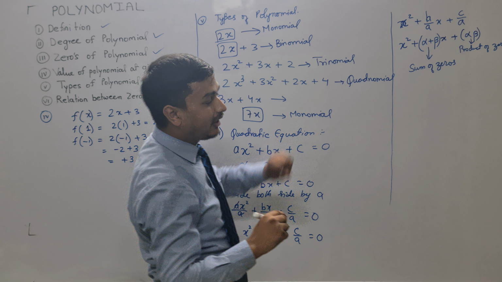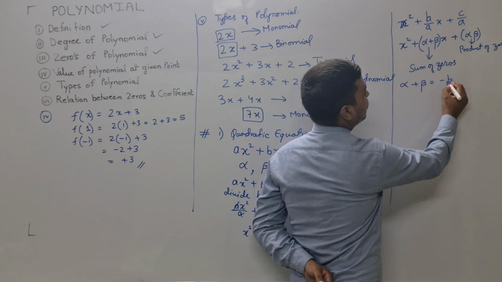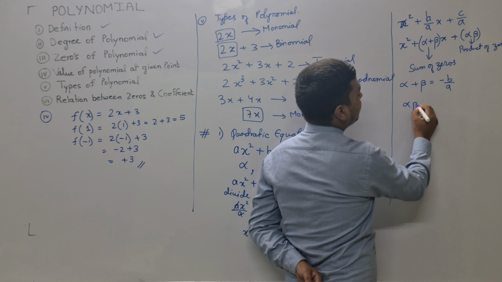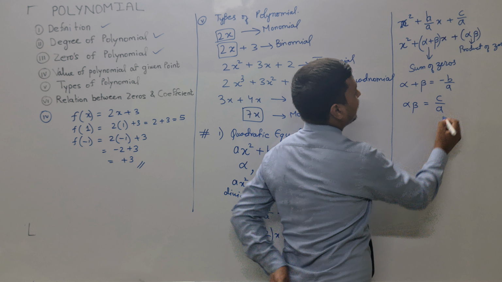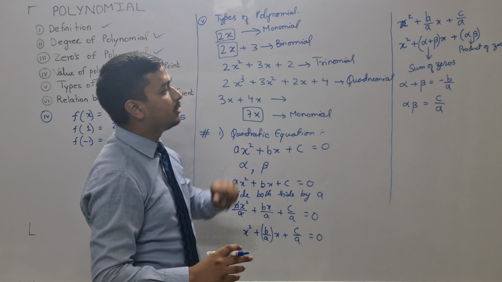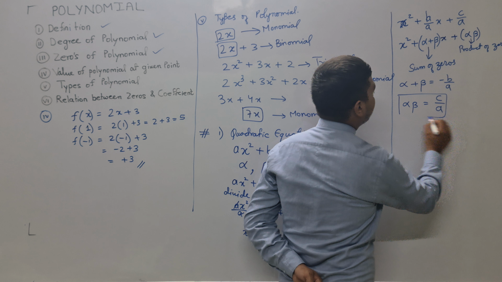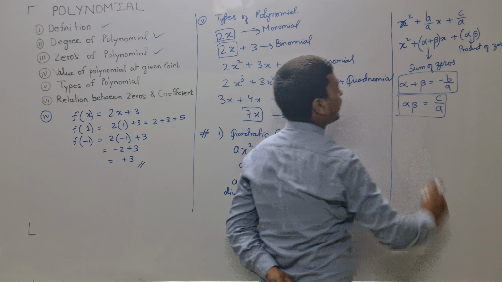So by that I can form the equation. Suppose I know the zeros: alpha plus beta is equal to minus b by a, and alpha into beta is c by a, as you are able to equate it. So this is the standard result. Sum of the zeros will be minus b by a, product of the zeros will be c by a. You need to note it down. These are very important formulas.